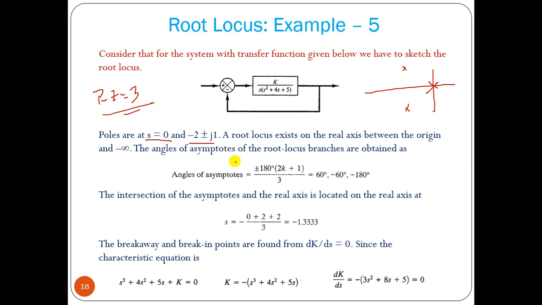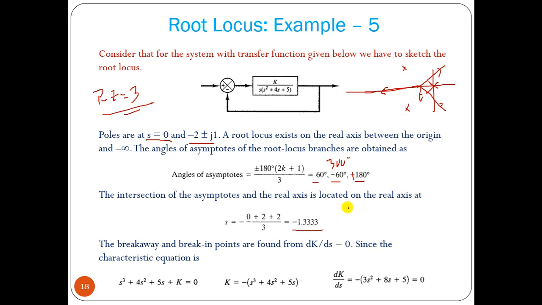So 3 asymptotes should be there, and the angles should be 60, 180 and 300 degrees. We have to find the centroid, that is 0 minus 2 minus 2, minus 4 by 3, so minus 1.33. At minus 1.33 we must have these asymptotes, the 60 degree line, 300 degree and 180 degree. This is your centroid. Now this pole should go along this way. How should these 2 poles approach infinity along these 2 asymptotes? That we have to find out.